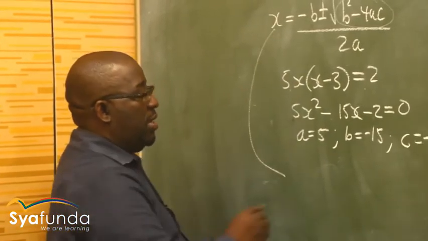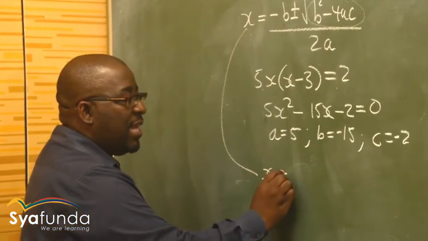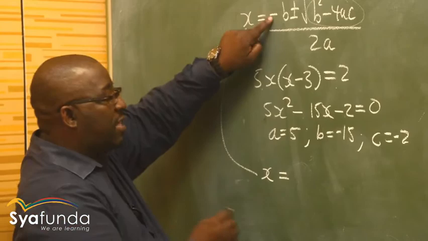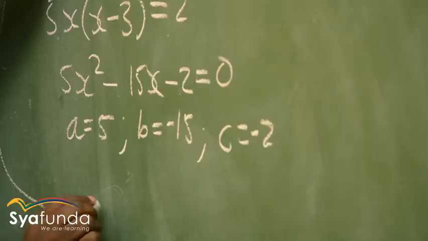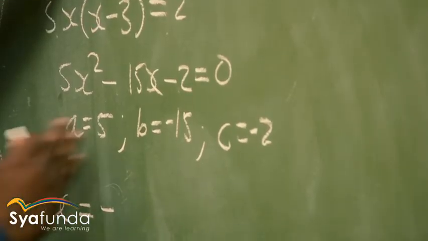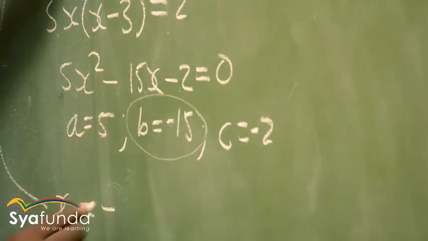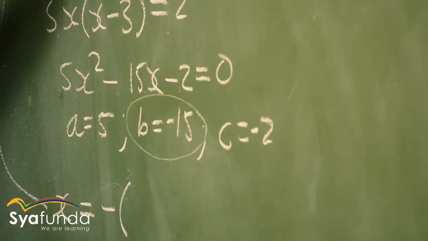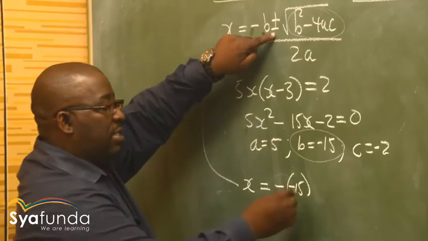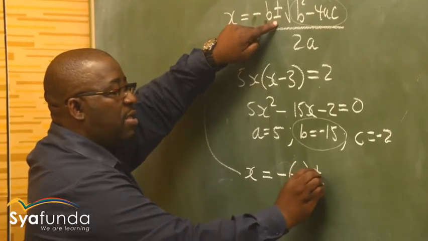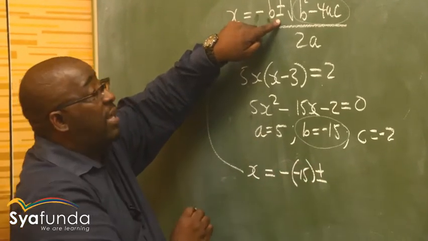This is our formula. Then our root, our x, is: you write this minus as it is, then you write b. What is the value of b? You've already written the value of b, you push it in here. In this case, our b is minus 15, plus or minus. That's why you've got 2 roots, because one you get from plus, the other one you get from minus.